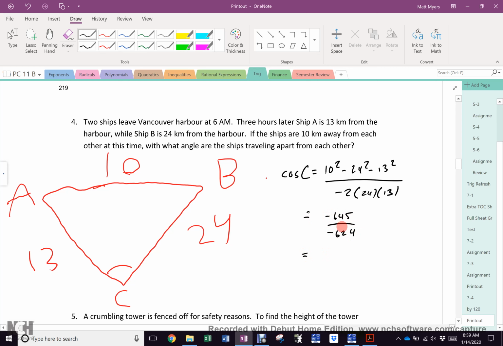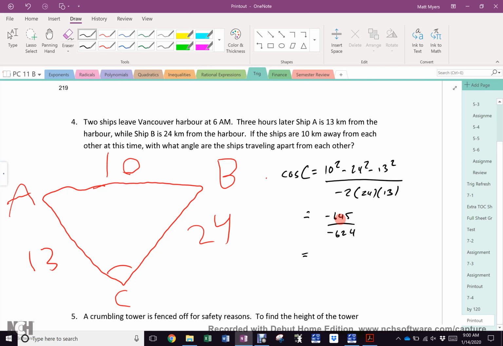What's the problem here? What's that going to equal? It's going to equal more than 1, isn't it? Is cosine ever allowed to be more than 1? So is this a possible triangle? No, it's an impossible triangle. Why would I put it in here?